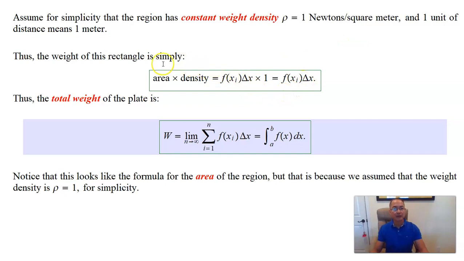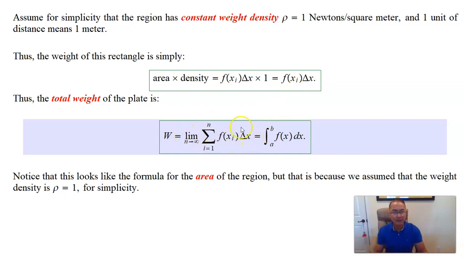Okay, so the weight of each subrectangle will be its area times its density of 1. So basically, it just looks like the area of the rectangle. Okay, so in other words, we're not going to worry about density. We'll just stick to area. So what is the total weight of the plate? We will add up all of the weights of each subrectangle, take the limit as n goes to infinity.